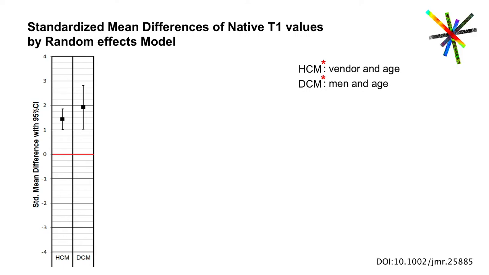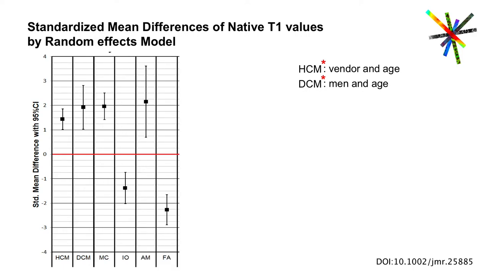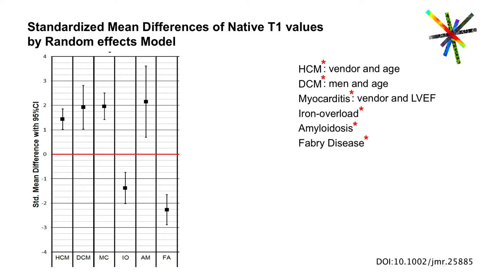For the restrictive cardiomyopathies, we saw an increase in T1 for the myocarditis population, with again the gender and the left ventricular ejection fraction as main causes for the heterogeneity. For iron overload, and also for amyloidosis and Fabry disease, we saw a significant increase or decrease of the T1, but we couldn't do any meta-regression analysis because we only had a small number of studies included for these groups.